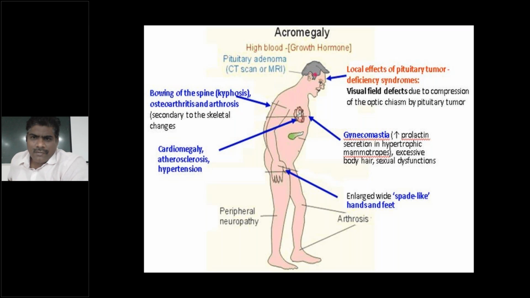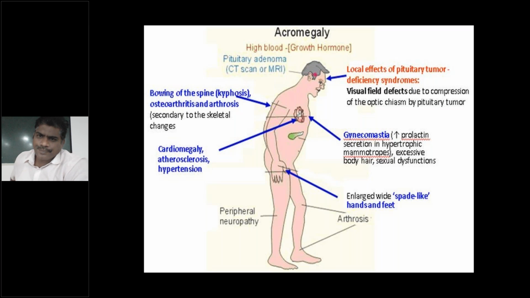Next, gynecomastia. Next one is enlarged, wide, spade-like hands and feet, and bones, especially arthrosis, and the nervous system, peripheral neuropathy. These are all mainly because of the increased production of growth hormone. And cardiomegaly, atherosclerosis, hypertension, and next, bowing of the spine, osteoarthritis, and arthrosis.